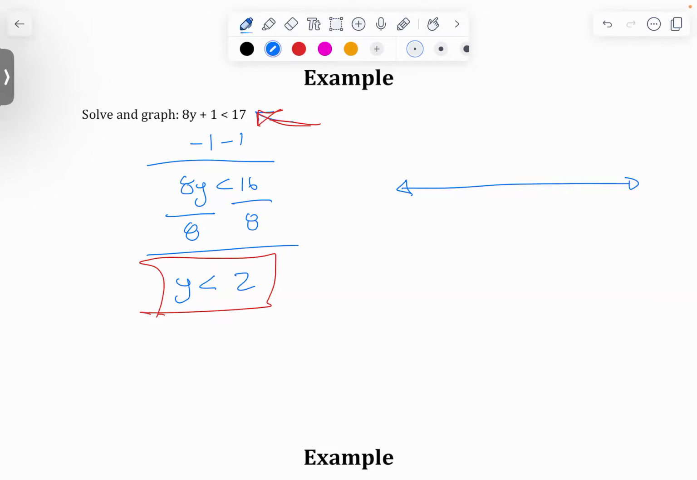Way too often I see people trying to graph 8y plus 1 less than 17. I don't know what that looks like. 17, 1, and 8 have nothing to do with what we're about to graph. Okay, so 0 and 2, and it's a strict inequality, which means open circle. And once again, oh, look, less than to the left.